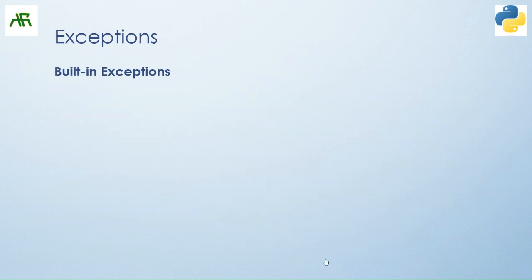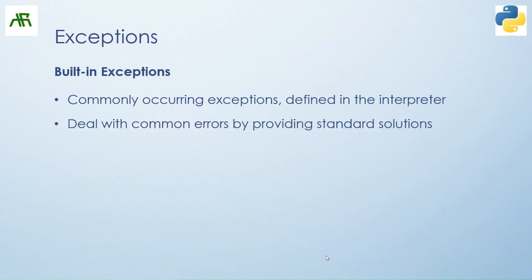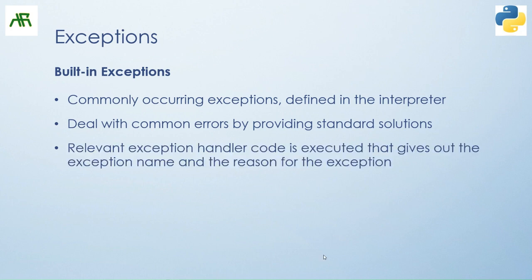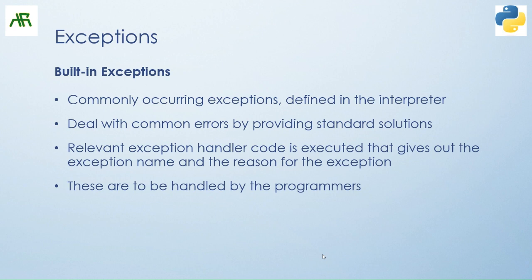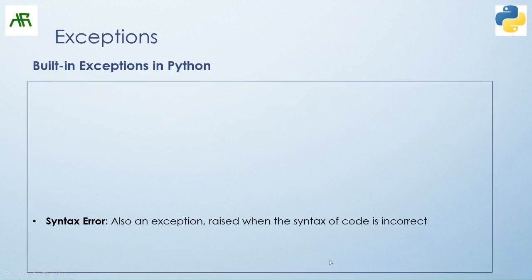Python comes with quite a few built-in exceptions. They are commonly occurring exceptions defined in the interpreter. So whenever the error occurs, the exception is raised. They deal with common errors by providing standard solutions. Relevant exception handler code is executed that gives out the exception name and the reason for the exception. And these exceptions are to be handled by the programmer. We'll look at some of the built-in exceptions provided by Python.